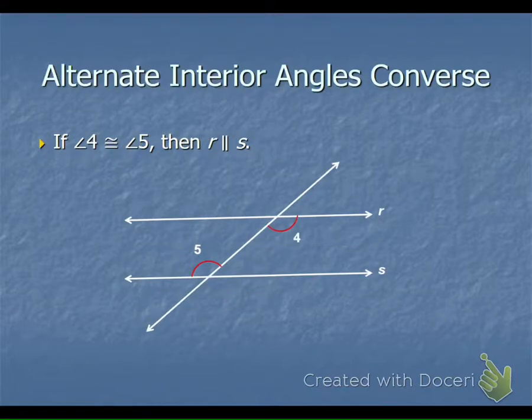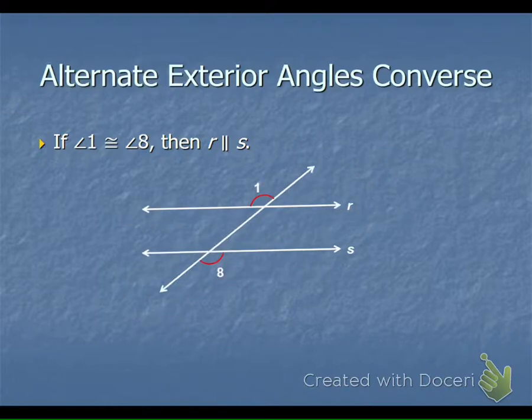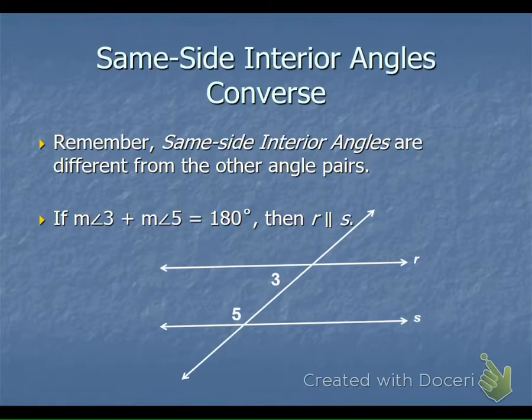You want to write this? No, I'm going to sum it up for you at the end. It works for alternate interior as well. If alternate interior angles are congruent, then the lines are parallel. If alternate exterior angles are congruent, we can conclude that the lines are parallel. If same side interior angles are congruent, oh, nope. I got ahead of myself.